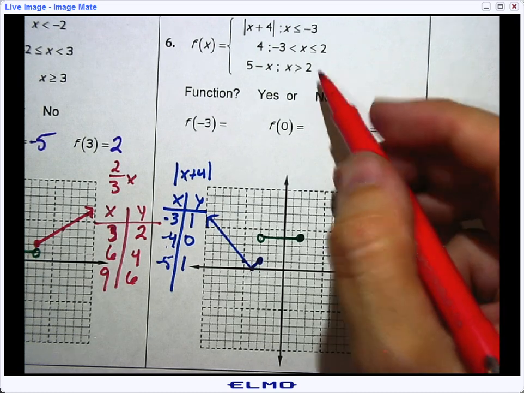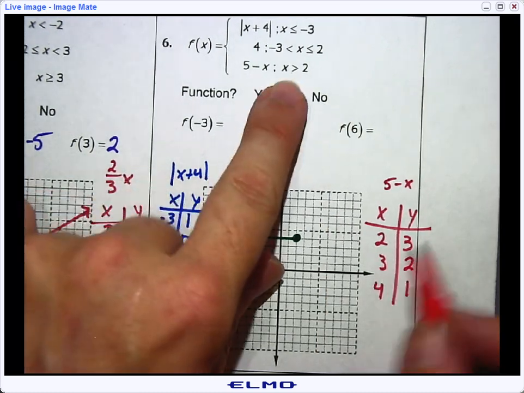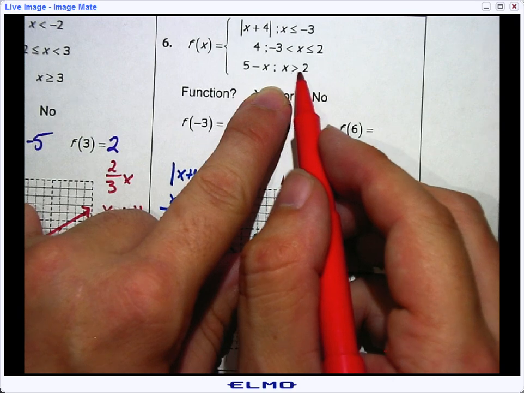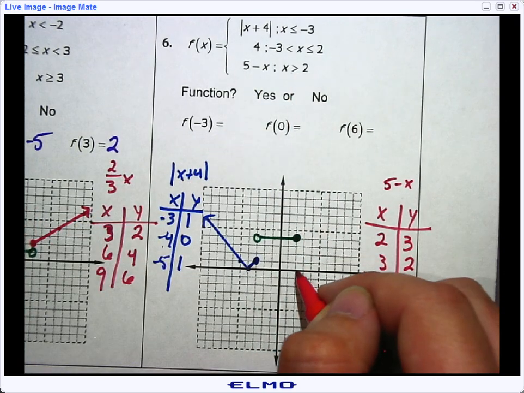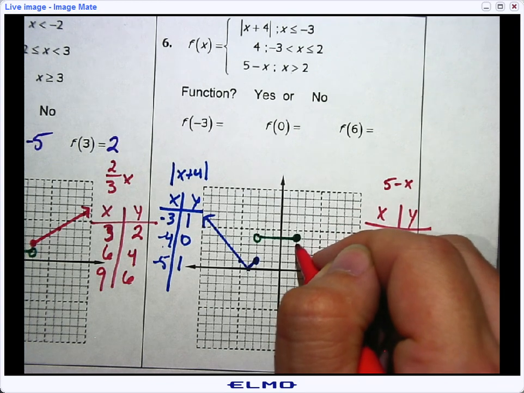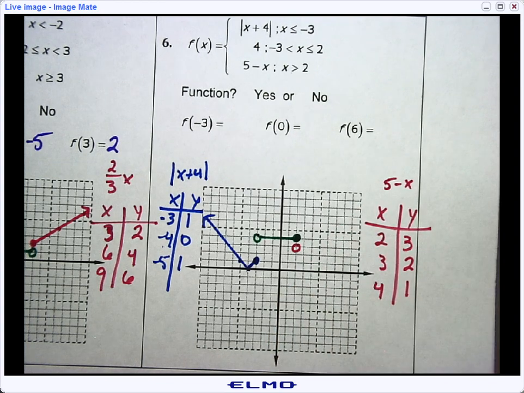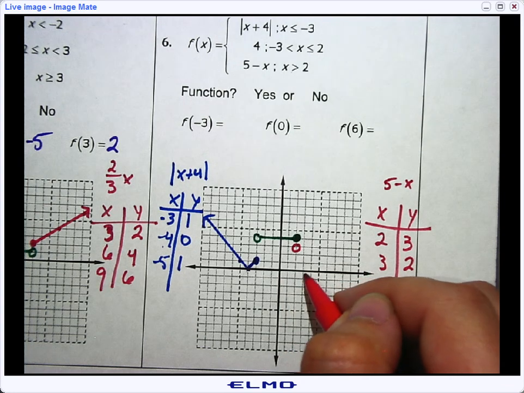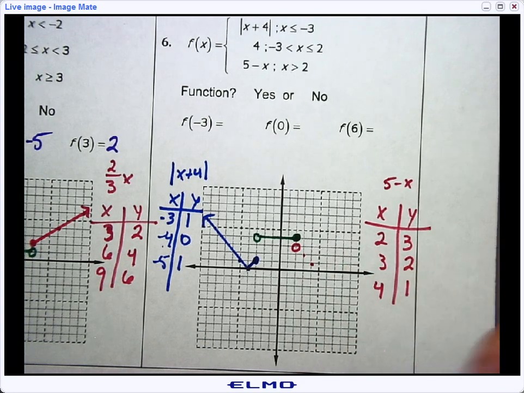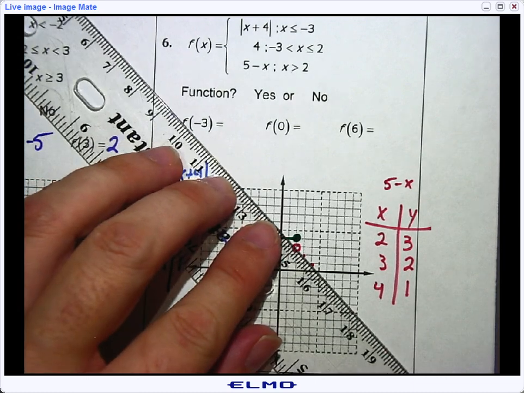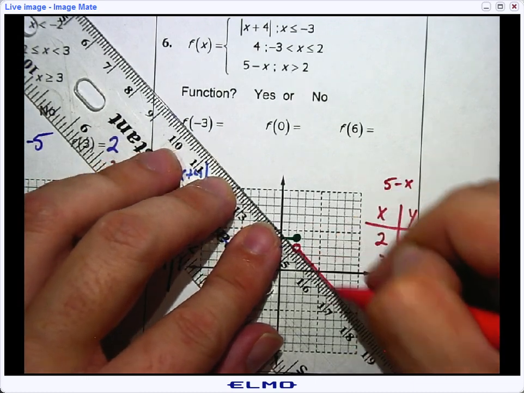And then last, the 5 minus x. So this thing picks up at 2, but it's not underlined for the inequality, so it's going to be an open circle at 2, 3. So over 2, up 3, open circle. And then 3, 2. And then 4, 1. So it's just going to go down like so.